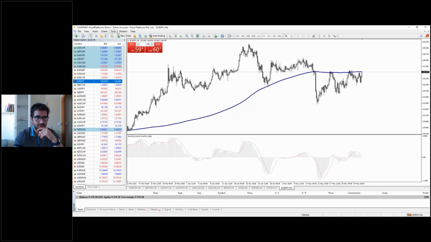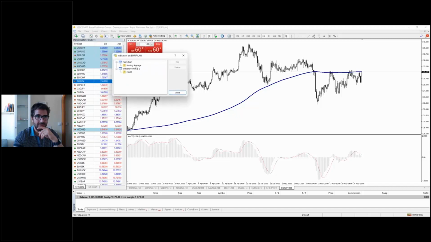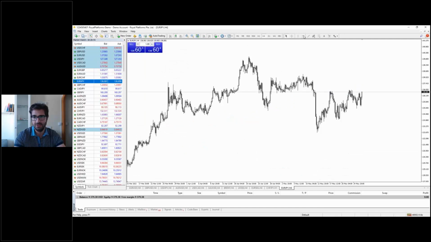So what you will do is go to charts here, indicator list. Here we have all the available indicators that we are already using. So delete, and I remove this. Now we don't have any indicator. You can use these here for your analysis as well.